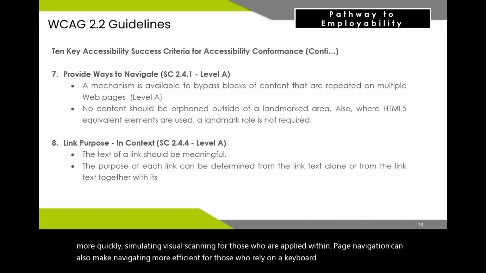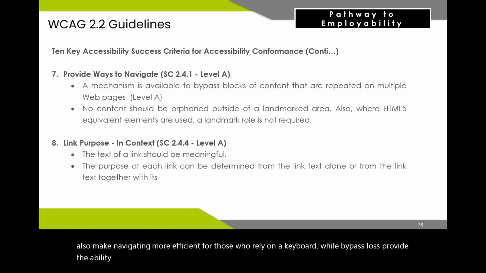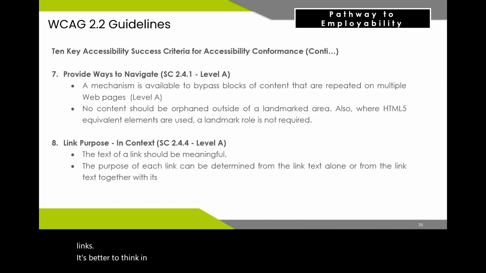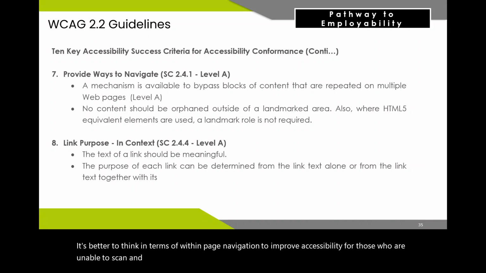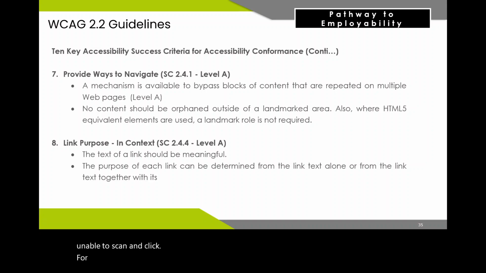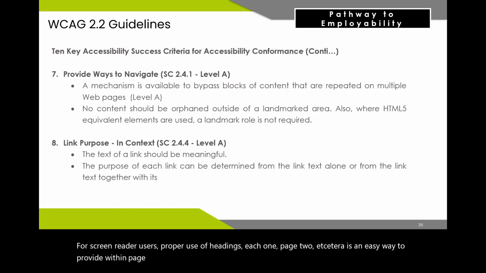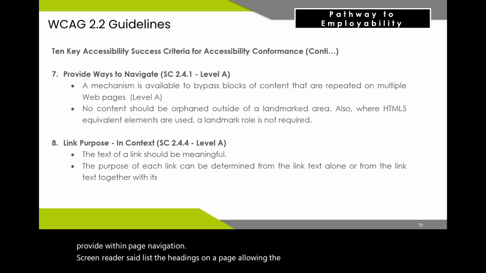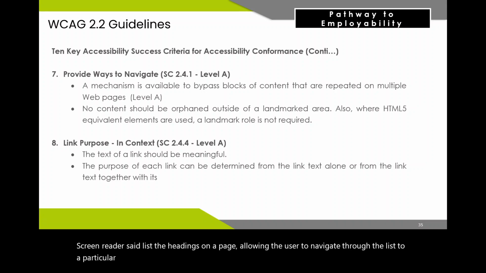While bypass blocks provide the ability to skip past blocks of repetitive content, like large complex menus or long lists of links, it's better to think in terms of within-page navigation to improve accessibility for those who are unable to scan and click. For screen reader users, proper use of headings, H1, H2, etc., is an easy way to provide within-page navigation. Screen readers then list the headings on a page, allowing the user to navigate through the list to a particular heading, then press the Enter key to jump directly to the heading on the page.